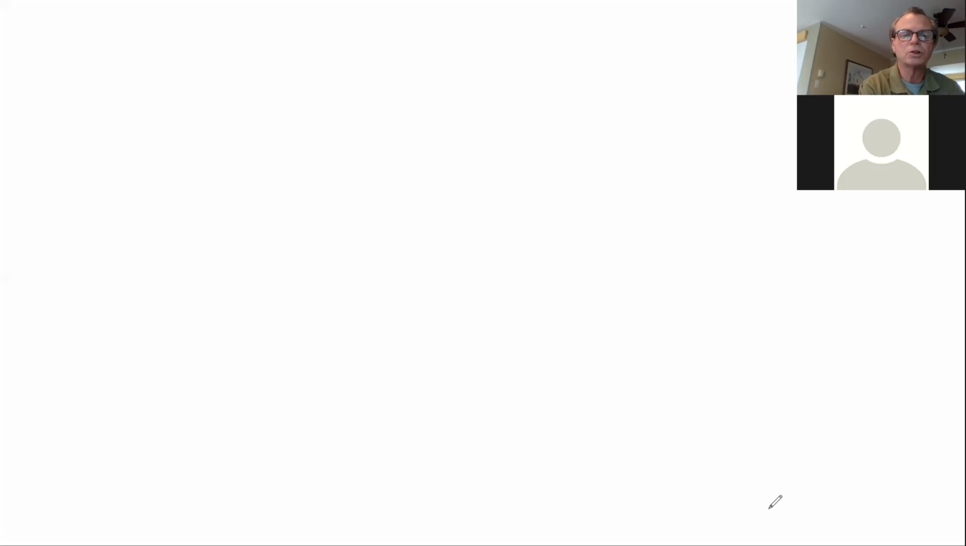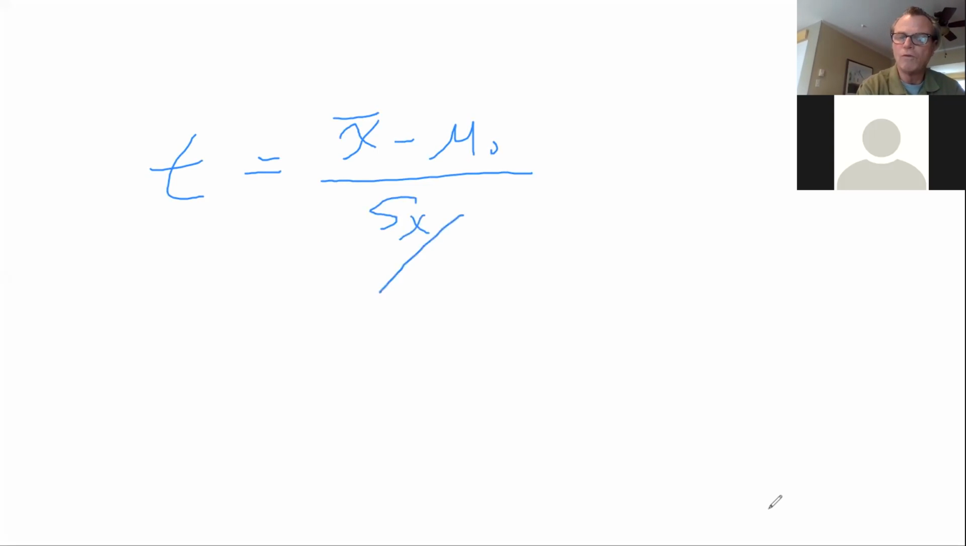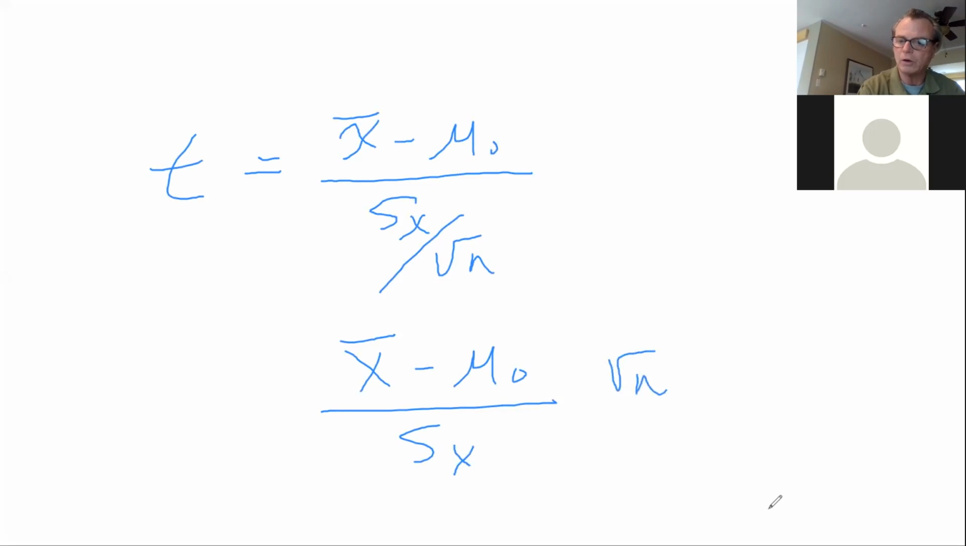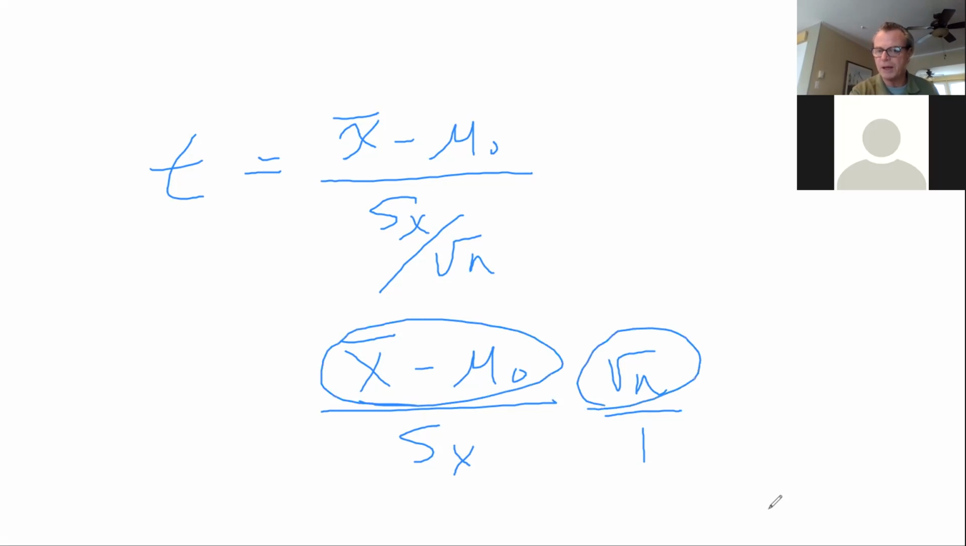Showing it to you. The t-score is how far your statistic is from your null divided by the sample standard deviation over root n. But that's the same thing as saying x bar minus the null over the sample standard deviation times root n over 1, like when we invert and multiply. So the t-score goes up if the numerator is bigger. So making the sample size bigger or making these two further apart makes the t-score go up, which makes the power of the test go up.